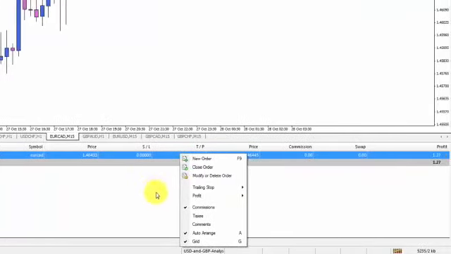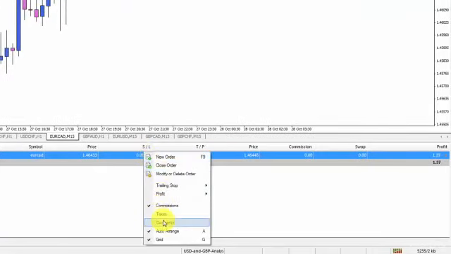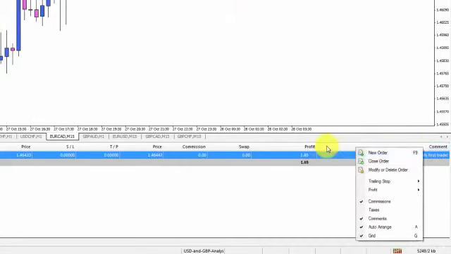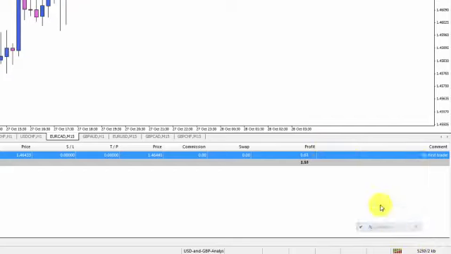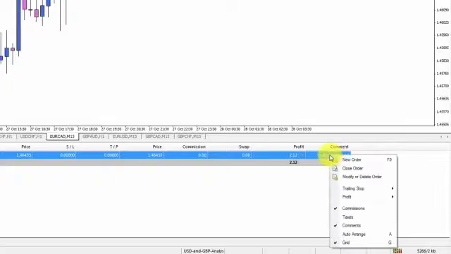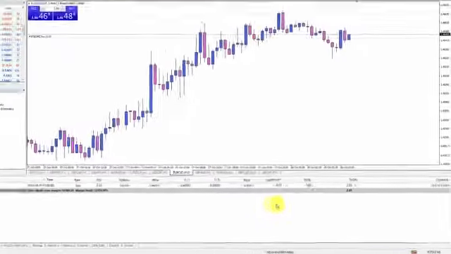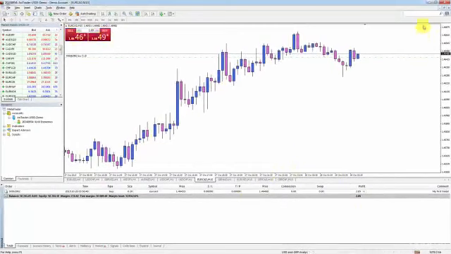And let's right click. If you right click and you go to comments, you will see your comment over here. So my first trade. And what else you can do? You can auto arrange. You can uncheck auto arrange, and then you can fiddle with these and make them smaller or bigger as you wish, or you can leave auto arrange and it'll auto arrange for you. So there we go. That's us opening our first order.